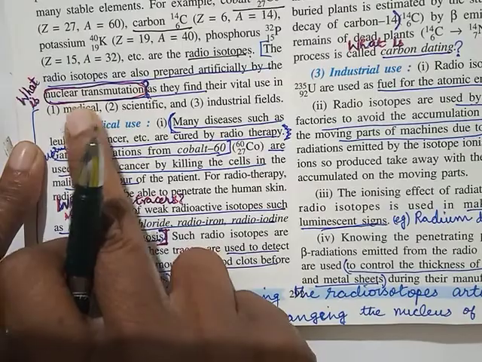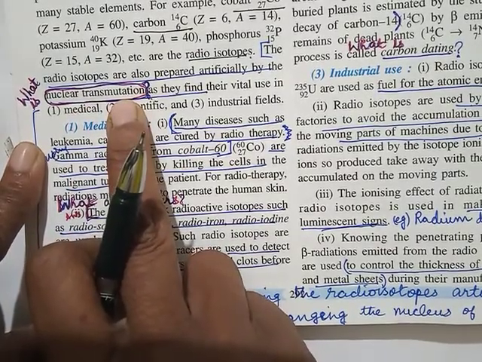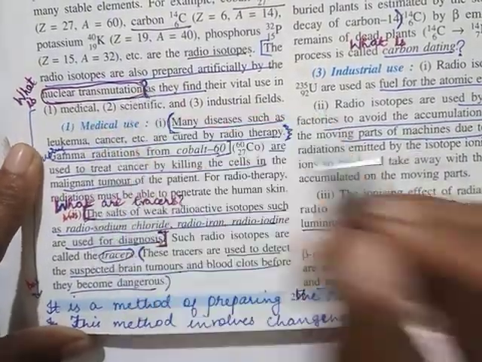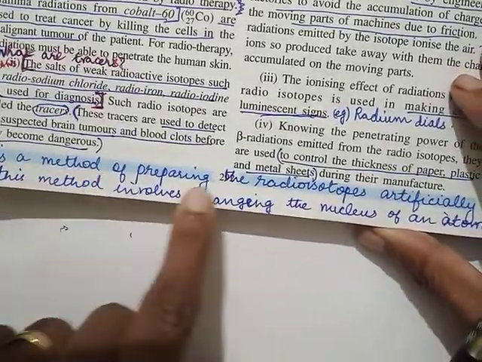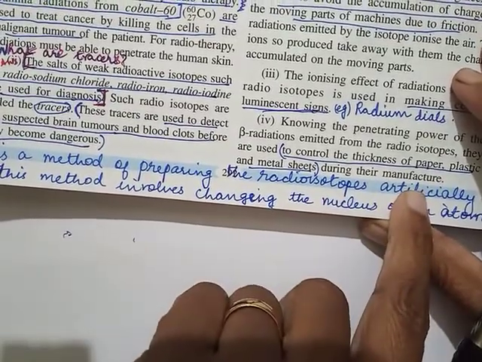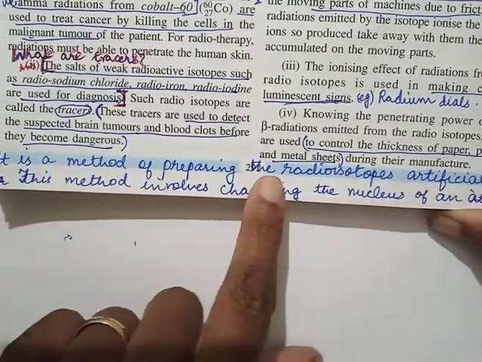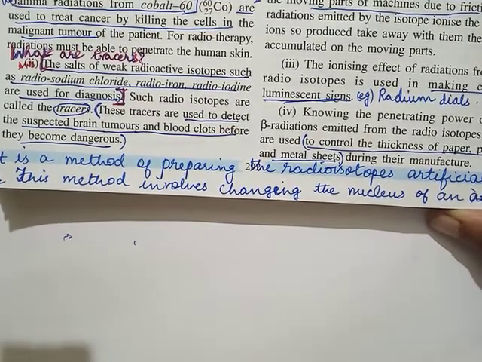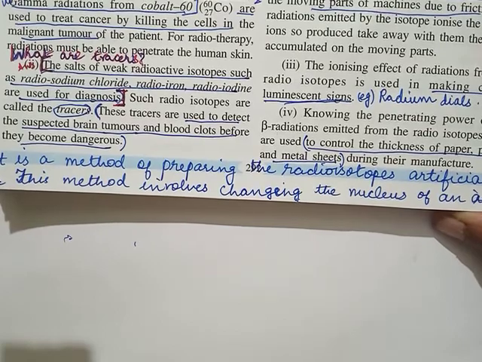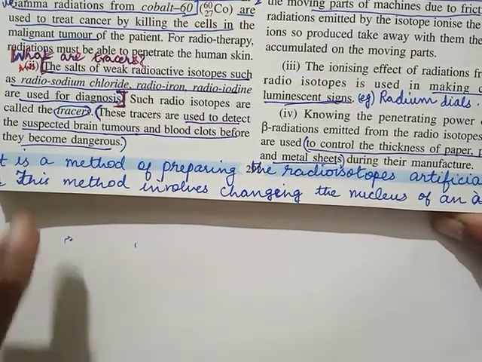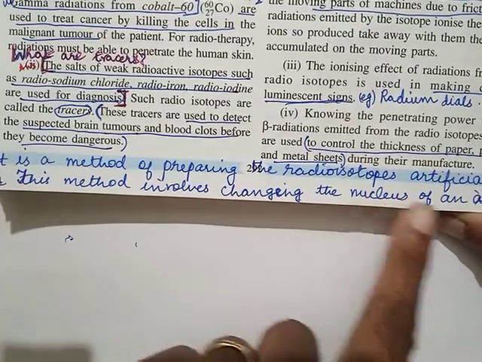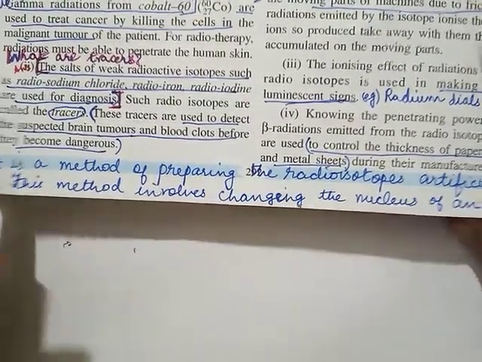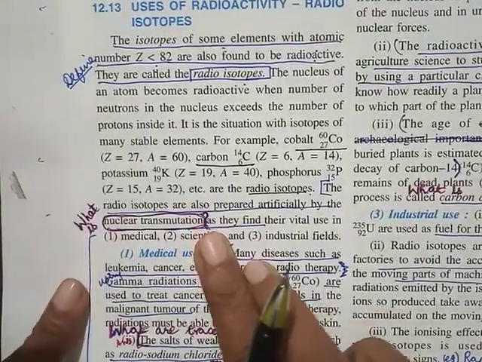That process is called nuclear transmutation. So what is nuclear transmutation? It is a method of preparing radioisotopes artificially. In the lab they will prepare them, but all they have to do is make some changes in the nucleus. By changing some number of protons and neutrons, it will become radioactive. So this method involves changing the nucleus of an atom artificially to produce radioisotopes. That is called nuclear transmutation.